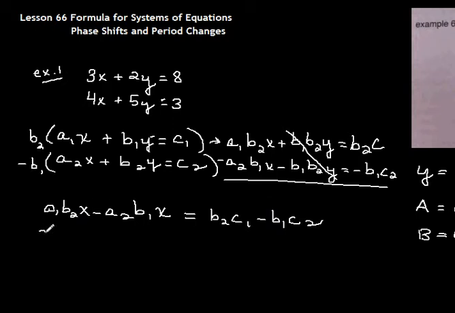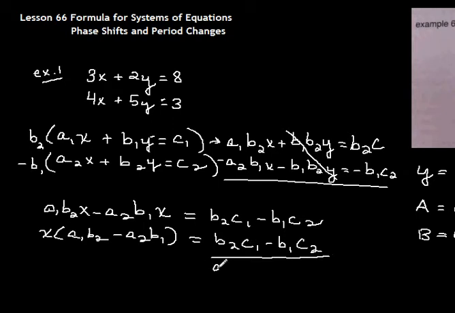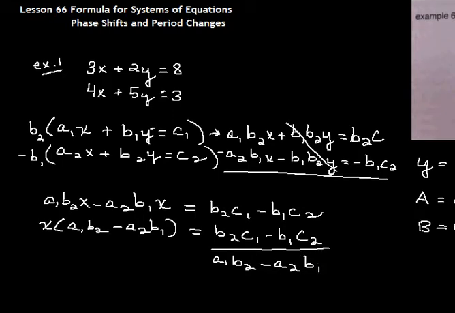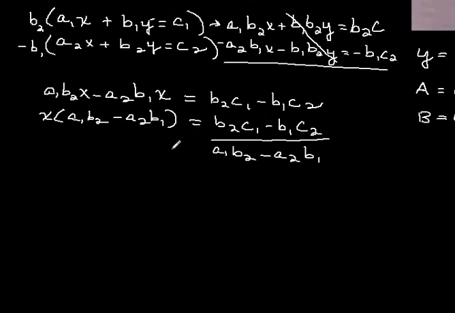So we'd factor out an x from this. A sub 1, b sub 2, minus a sub 2, b sub 1, equals b sub 2, c sub 1, minus b sub 1, c sub 2. And then we just divide both sides by a sub 1, b sub 2, minus a sub 2, b sub 1. Now, you're saying, what's the point of that? Well, now we have x equals this formula right here.